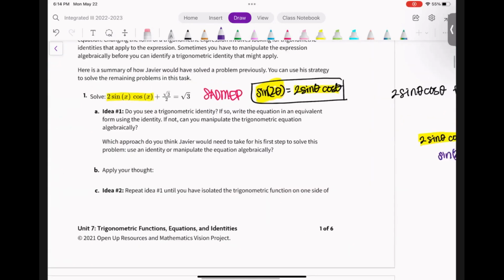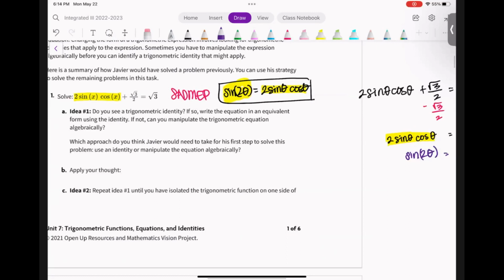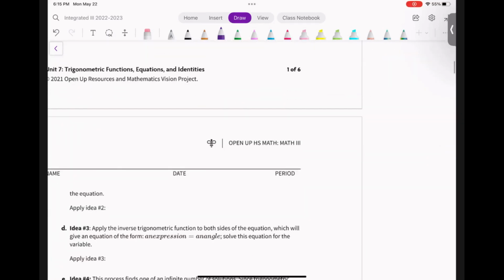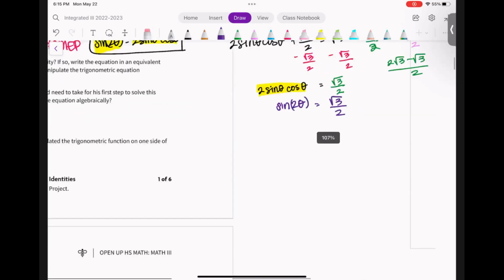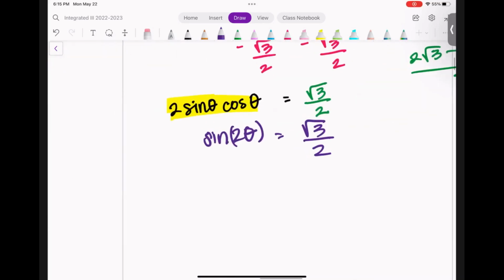And then it says idea number 2: repeat idea number 1 until you have isolated the trig function on one side of the equation. So now I have isolated the trig equation. I just have sine 2 theta.